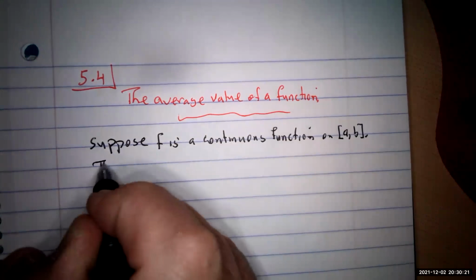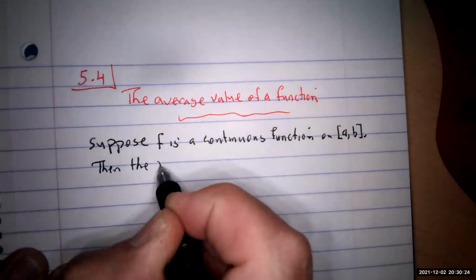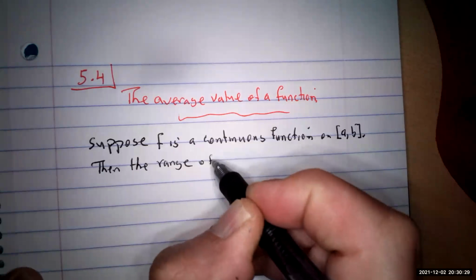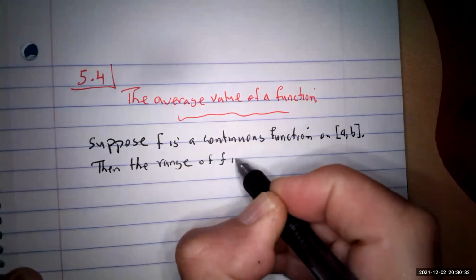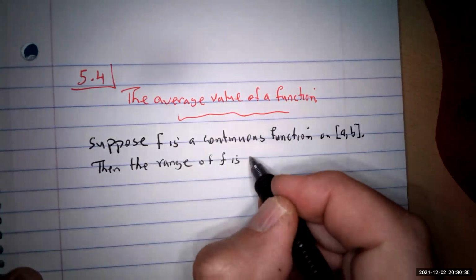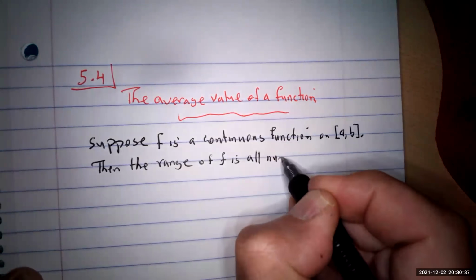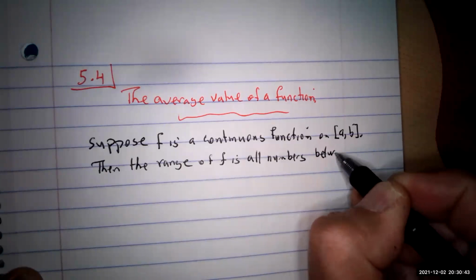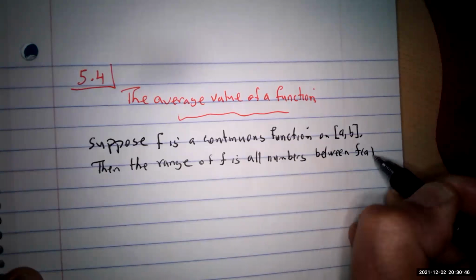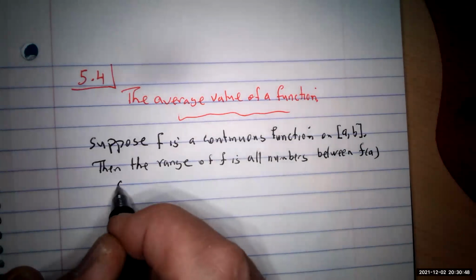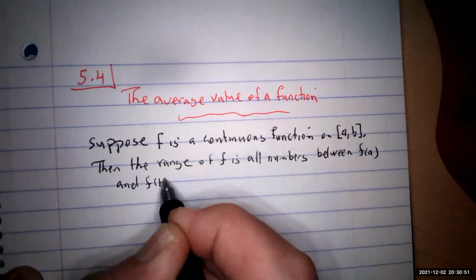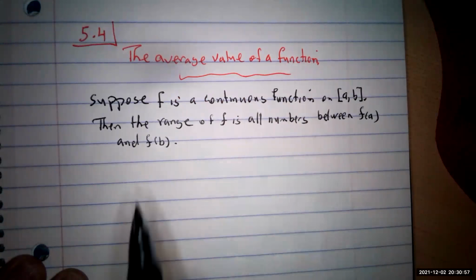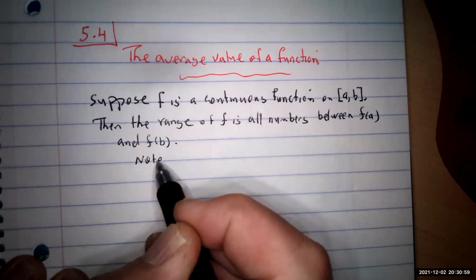So then the range of f is going to be what? It is going to be all numbers between f of a and f of b. Okay, if you want to find all the numbers, these numbers are going to be infinitely many, not just 5, 6, etc.